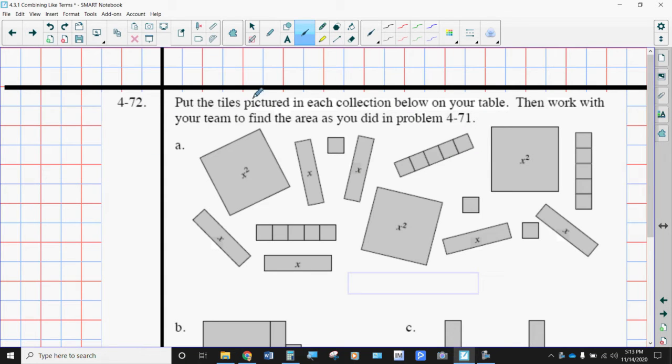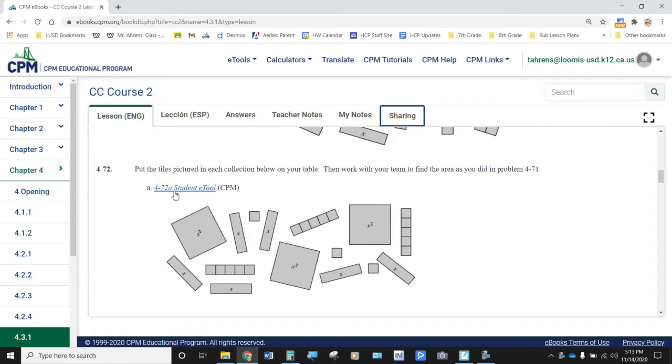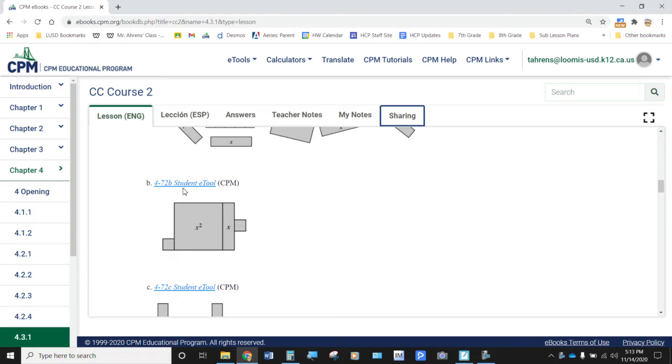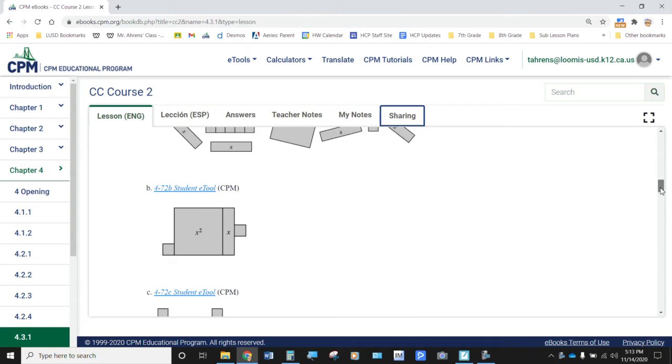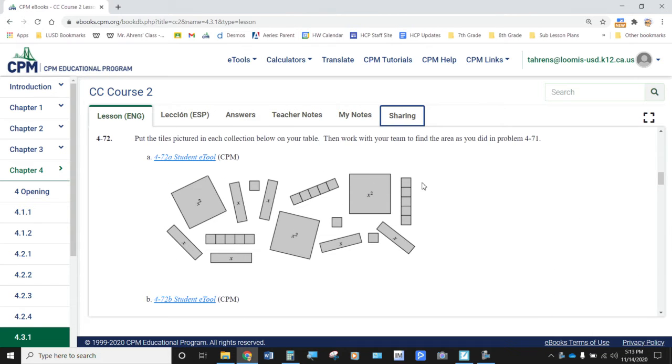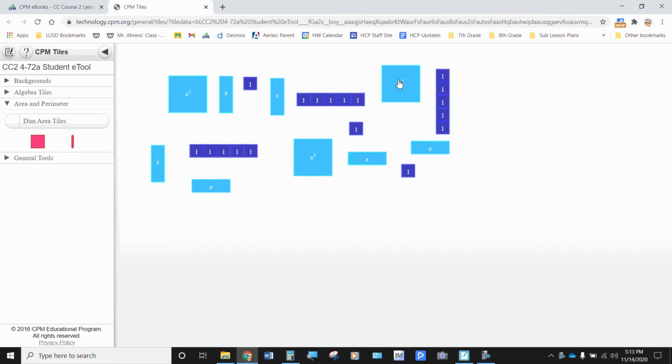It says, put these tiles pictured in each collection below on your table. You can't do that, but what you can do is, once again, go to the online tool. Here's problem 72A, problem 72B, and then problem 72C. You can manipulate all of these all you want by accessing those student tools. And what we want to do is put them all together.